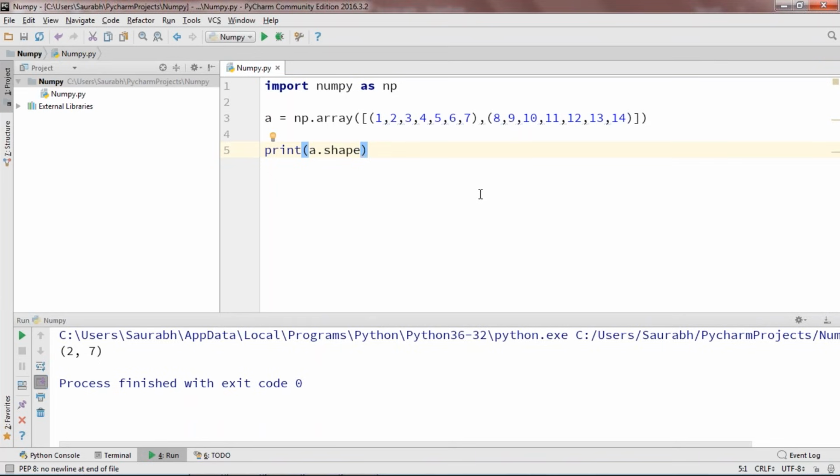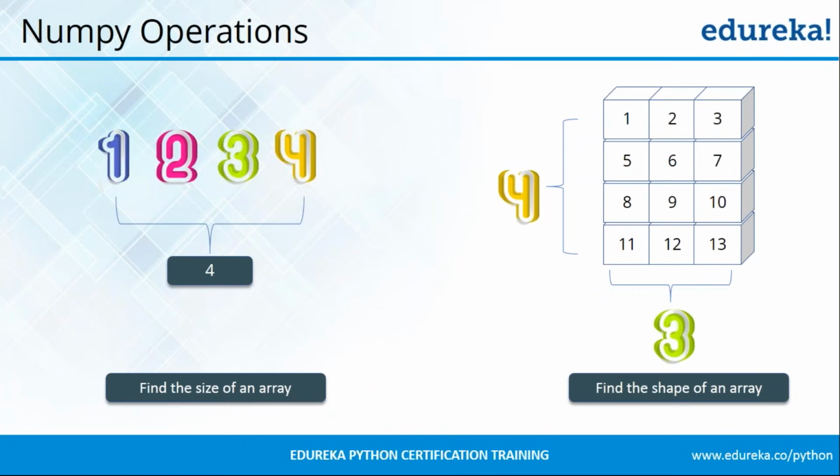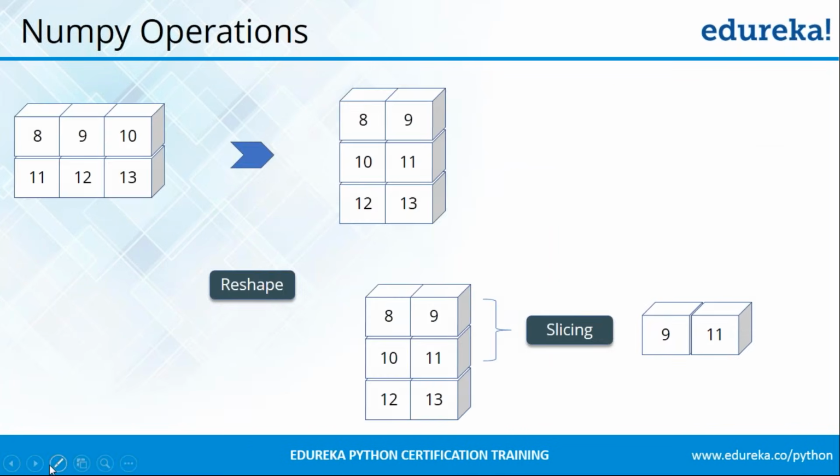Now let us move forward and see what are the other operations that you can perform with NumPy module. So we saw how to find the size and the shape of an array. So we can perform reshape as well as slicing operation using NumPy array. Now when I talk about reshape, what do you actually mean by reshape? Can I get some answers, guys?